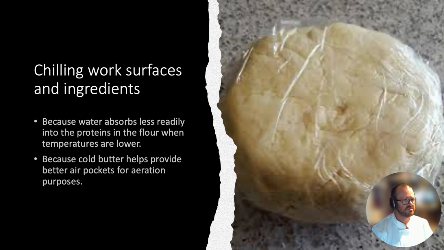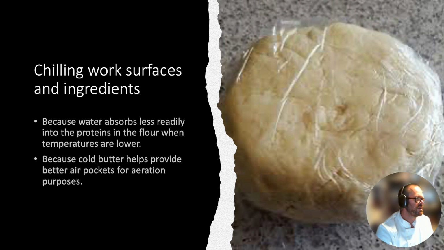Work surfaces. Why do we chill it? Sorry, I lost my spot there for a second. But chilling of ingredients and work surfaces, there's two main reasons why we do that. Depending on what sort of product we're making, we really want to keep that product as cold as possible. The idea of putting a product into the fridge would be to set the butter. Depending on how long we leave it in there, that's going to stay firm.